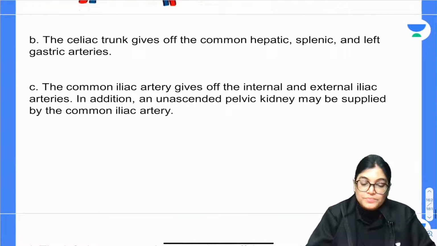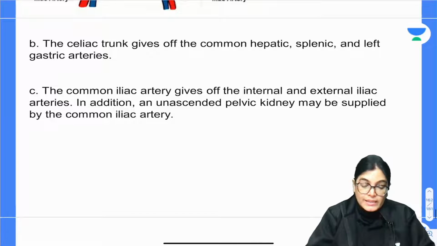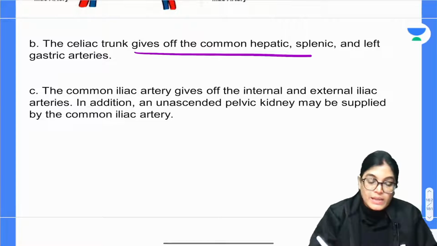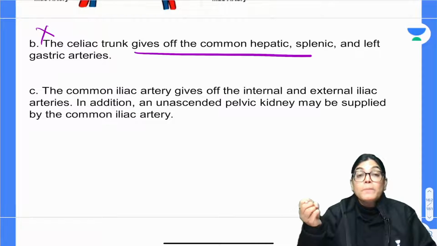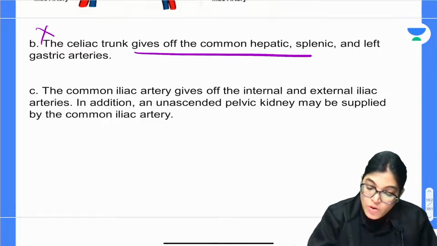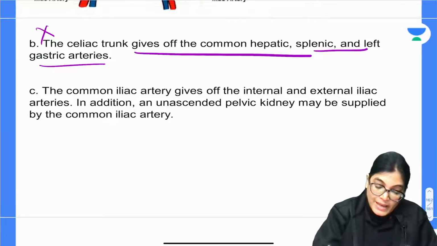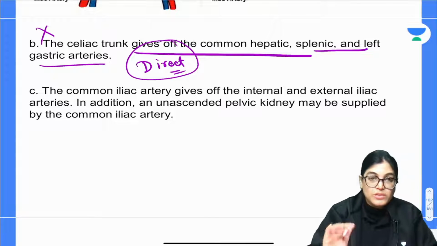The other options provided are not correct. Celiac trunk is not the correct answer. We know that celiac trunk is also a branch of the abdominal aorta, but it gives the common hepatic, splenic, and left gastric arteries as direct branches. None of these arteries were involved in the case, so this is wrong.